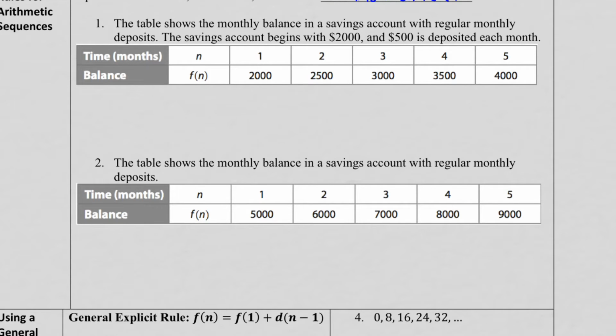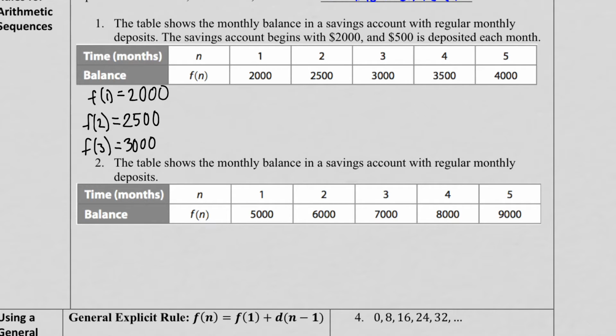Okay, here we go. Number one. The idea here is that I give you a table or a sequence and we try to figure out what the rule is that describes that table. So what we're going to start with is writing out all of the different values that we have here in function form. So here's what I mean. I'm going to write f of 1 equals 2,000, which is true, right? f of 2 equals 2,500. f of 3 equals 3,000. And so on.